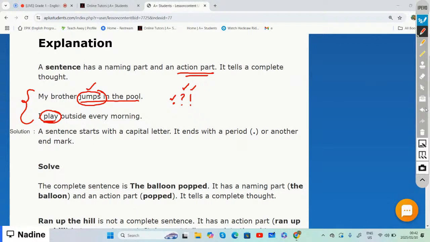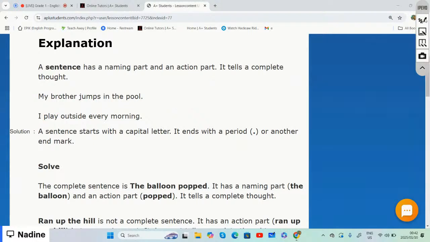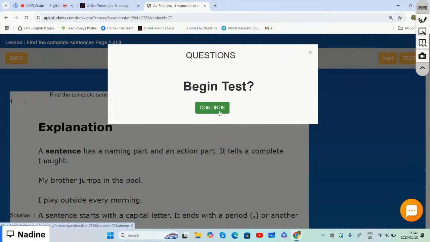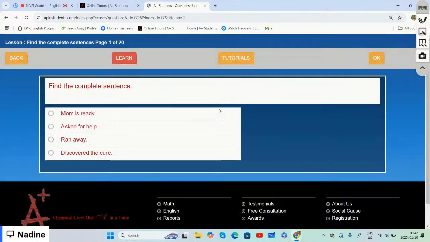All right. So now let's go on to our test where we're going to find the complete sentence. So we're going to look at all four of these sentences, right? And we need to identify the complete sentence. And remember, a complete sentence has a naming part and it has an action part. It needs to have both.